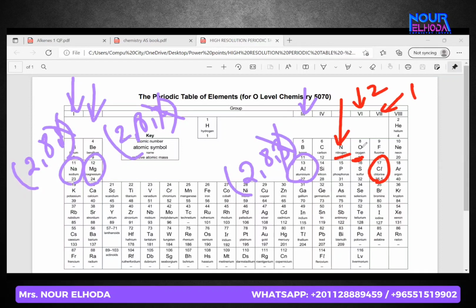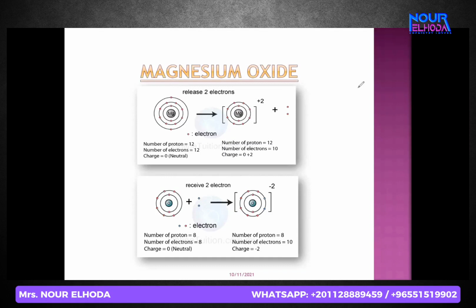Sorry, nitrogen in group 5, so 8 minus 5 is 3. You got the point? Let's continue. Bravo Nouri. Of course, group 8, which is the last group, doesn't lose, doesn't gain, doesn't share, doesn't do anything.